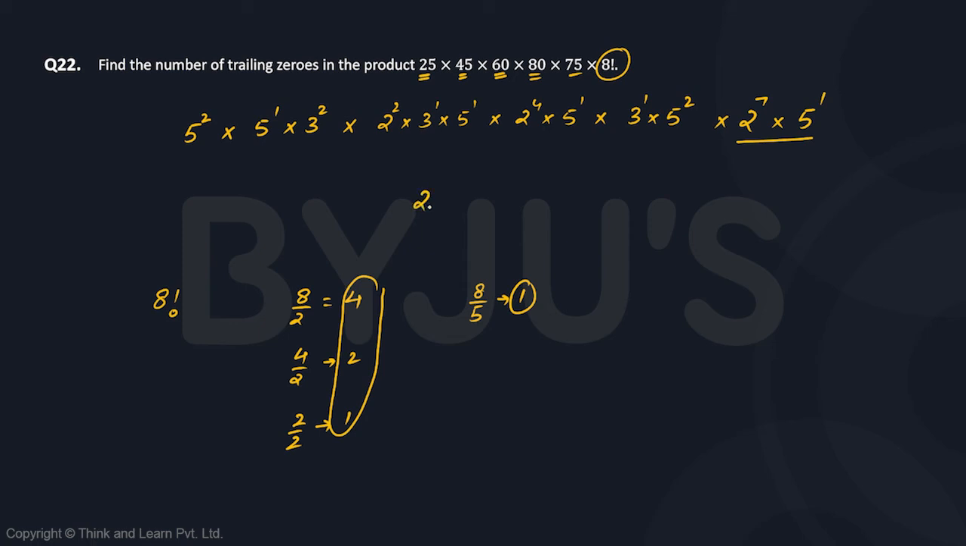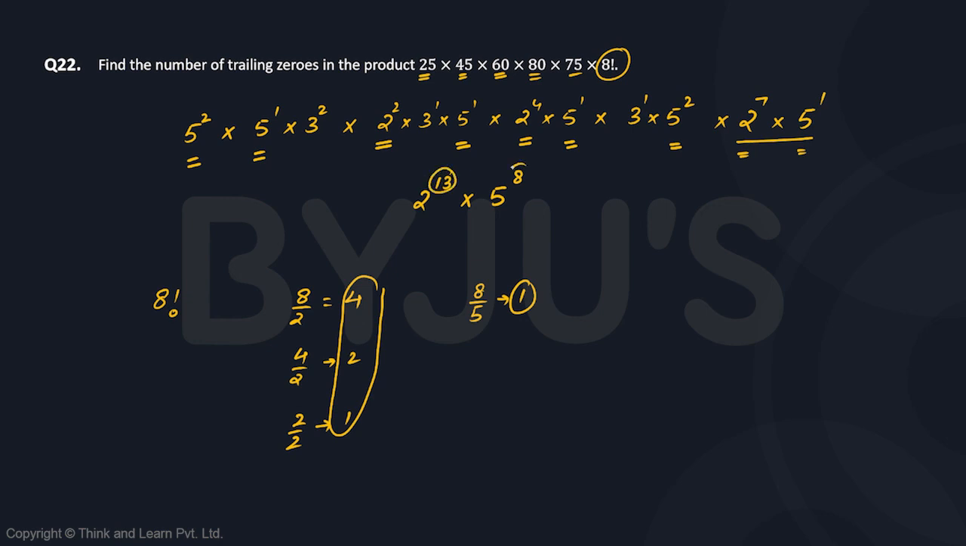Now let's write the net power of 2 and the net power of 5. So the power of 2 is 2 plus 4 is 6, 6 plus 7 is 13. So the net power of 2 is 13. And the net power of 5: 2 plus 1 is 3, plus 1 is 4, plus 1 is 5, plus 1 and 2 is 6, 7 and 8. So 5 raised to the power 8. So net power of 2 is 13 and net power of 5 is 8.